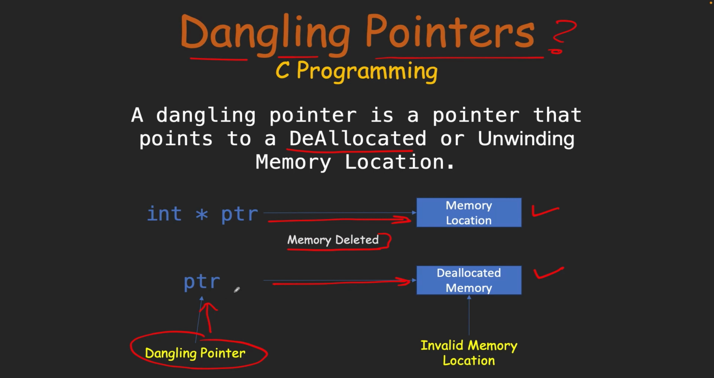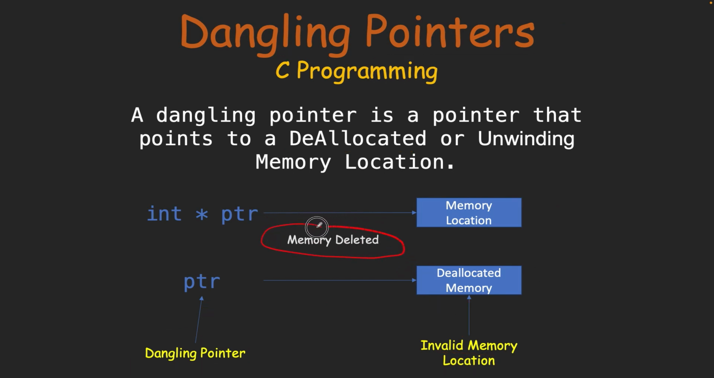Basically, it is a pointer that is pointing to an invalid or de-allocated memory location. This can occur when the memory that the pointer was pointing to has been deleted or de-allocated from the stack, but the pointer still holds the reference to that memory location. In such scenarios, we refer to the pointer as a dangling pointer.